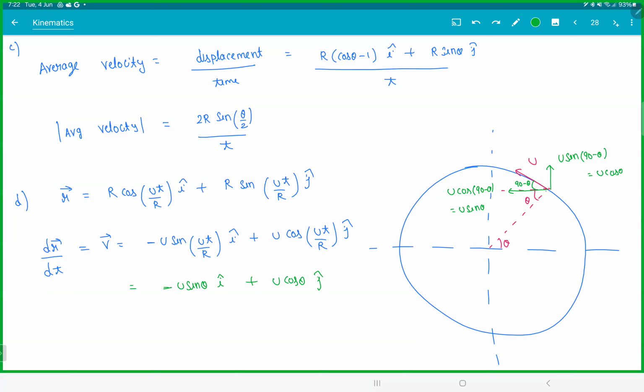Let's see what is d mod r by dt in the next page. But any doubts on this page, please ask me. So dr by dt is velocity. Any doubt so far? Daksha? Clear? Ahana? Clear so far? Arnav? Arya? Abhinav?